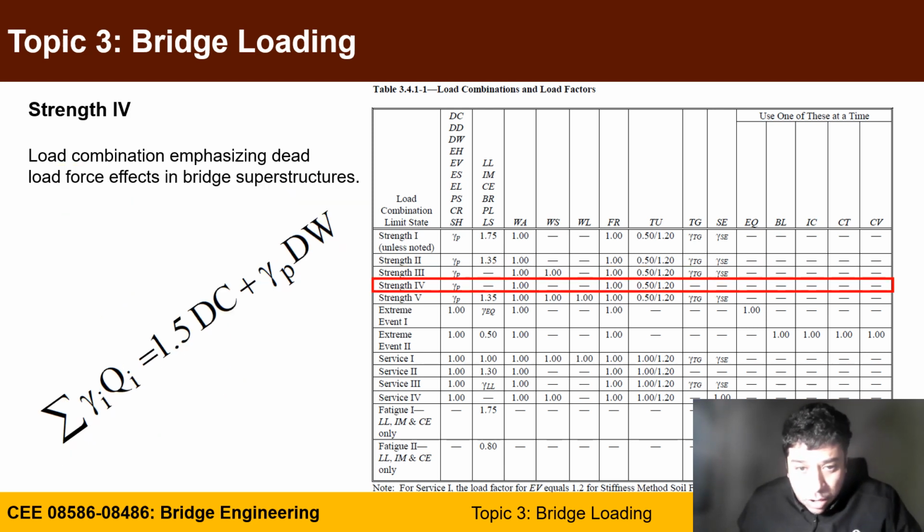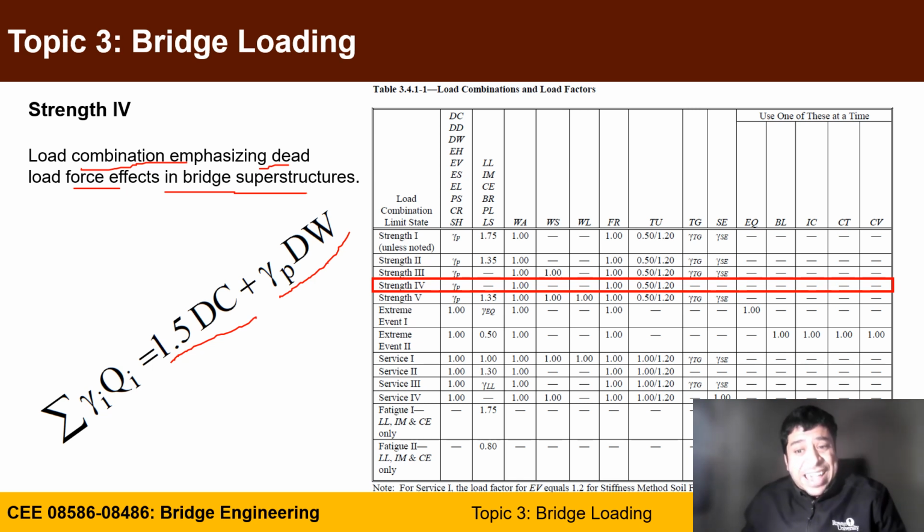Strength 4 is a load combination emphasizing dead load force effects on the superstructure. So this is for bridges that have high dead load factors. So it's always going to be 1.5 for DC and gamma DW. If you go to the table for gamma P in this case, it will show you for strength 4. It's 1.5. It's when you have a bridge that has a significant ratio between dead load and live load. So the ratio is very high, dead load compared to the live load.